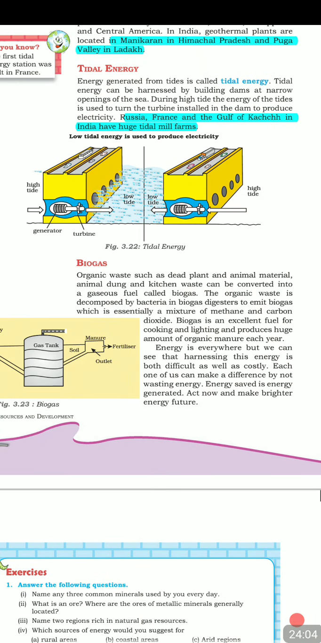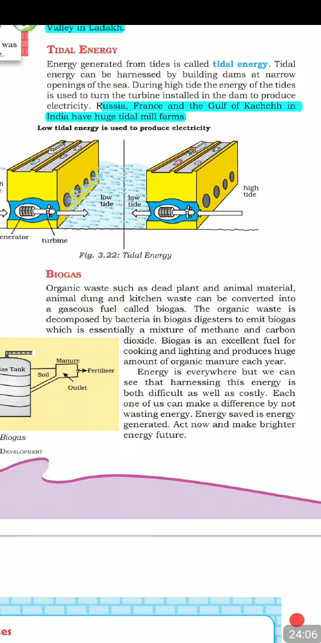Biogas. Organic waste such as dead plants and animals, animal dung, and kitchen waste can be converted into a gaseous fuel called biogas. Okay, so kitchen waste, animal dung, animal material, and dead plants. So it's a good way how we can generate electricity from waste. Even the problem of waste in the city, the garbage collection, can be addressed.